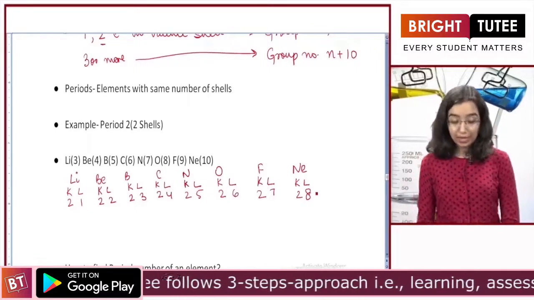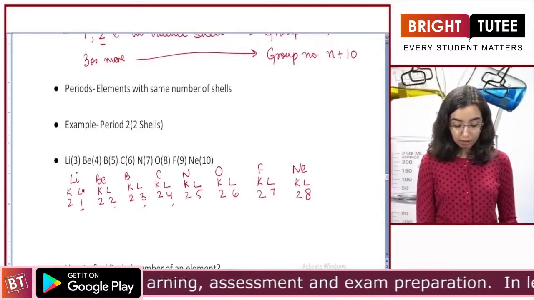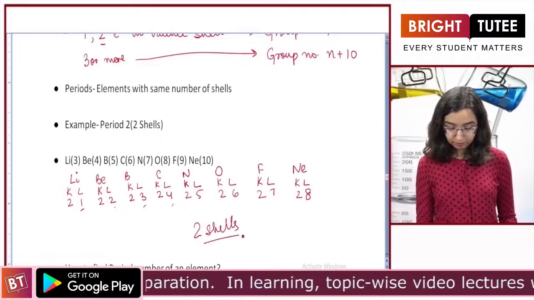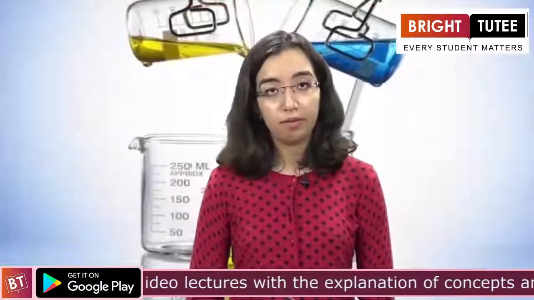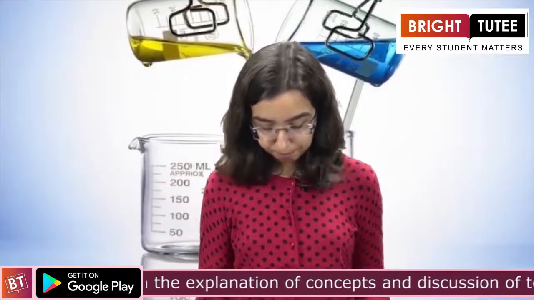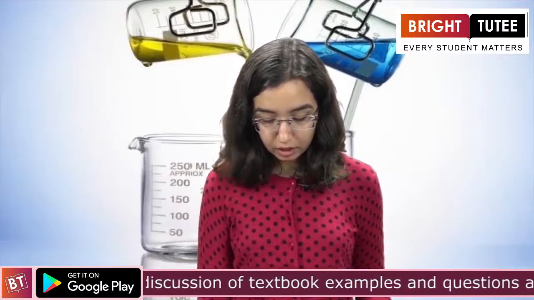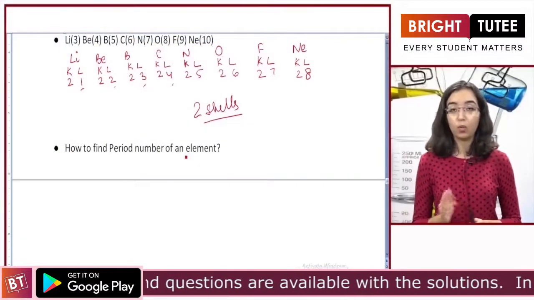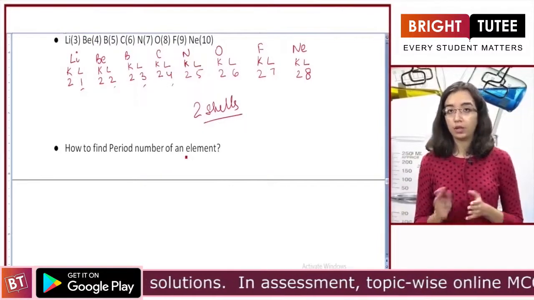Now, what is the commonality here? The number of electrons in the outermost shell is not the same, but the number of shells is the same. They all have 2 shells. And that is the basis on which you find out the period number of an element. So how do you find the period number of an element? First you write down its configuration, and then you see what the number of shells is, and the number of shells will determine the period number.